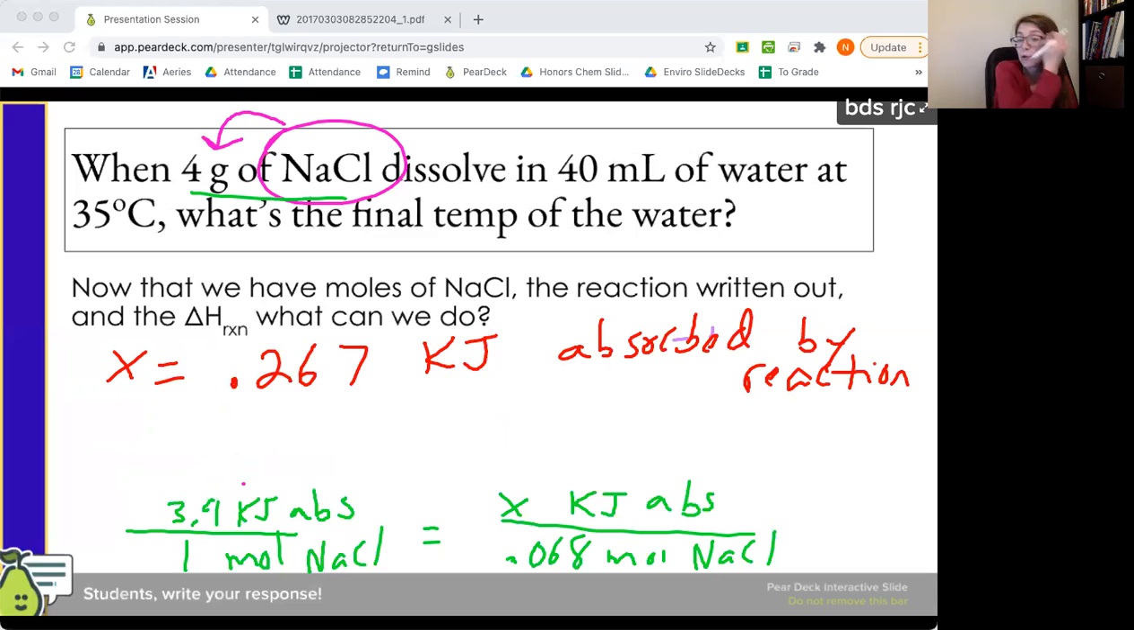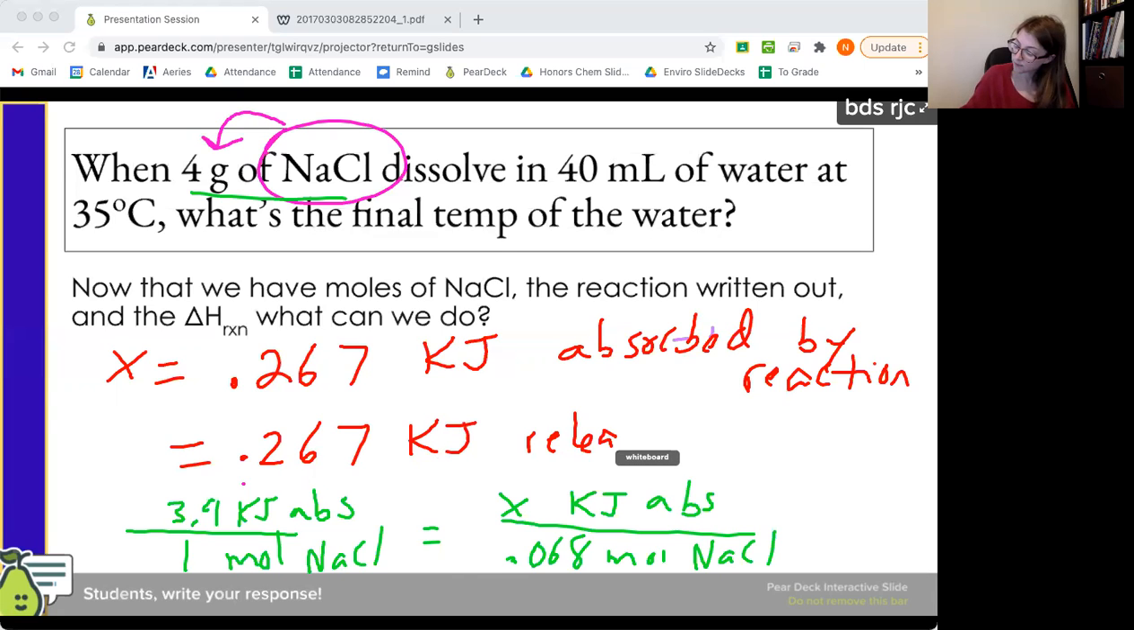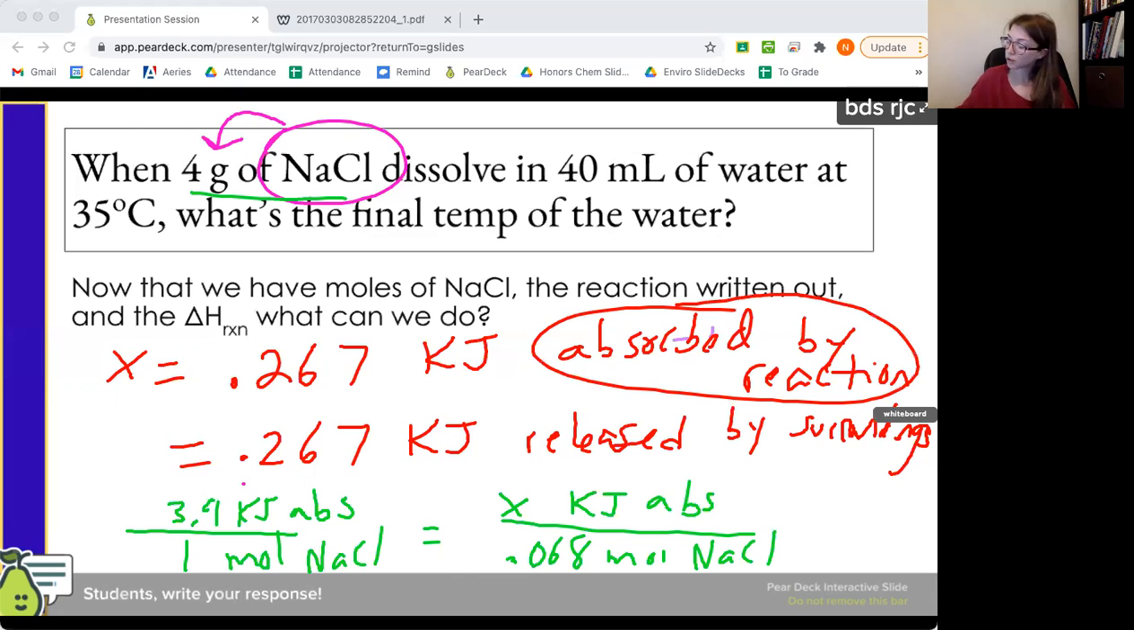And what's important for you to keep in mind moving forward is that that then is also equal to 0.267 kilojoules released by the surroundings. Sorry, it's so messy. That word says surroundings. So anytime we know that the reaction is absorbing, we know the surroundings are releasing, and vice versa.